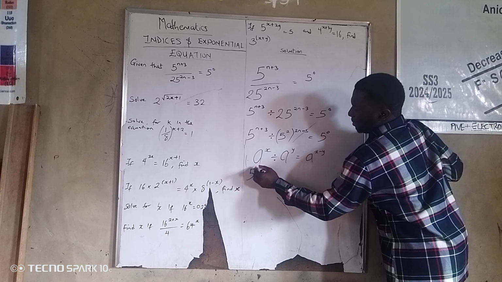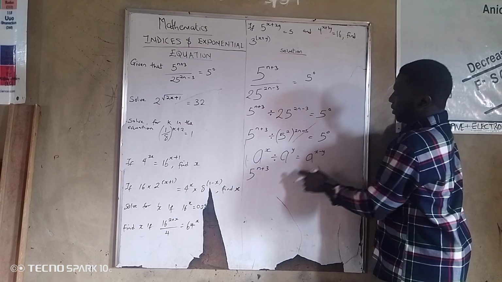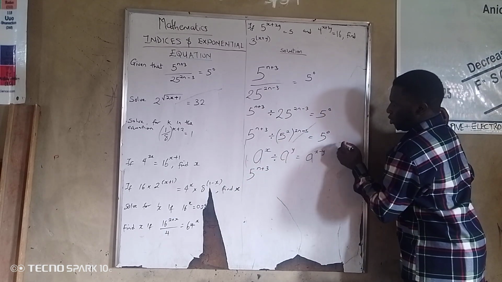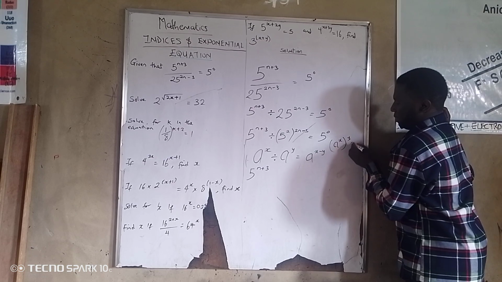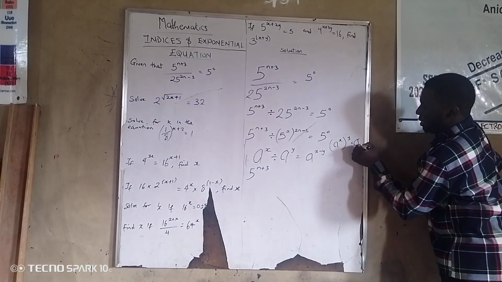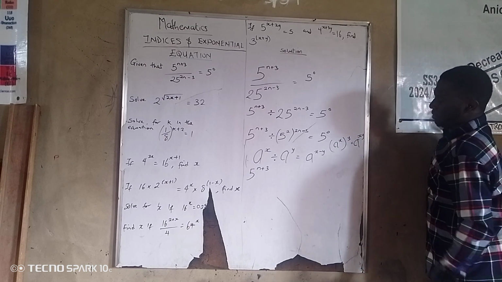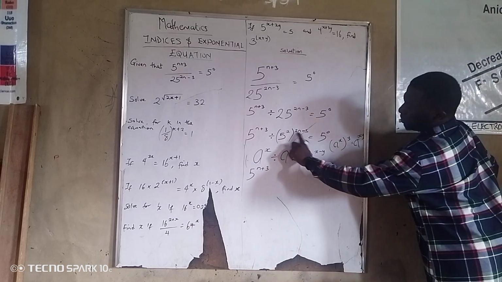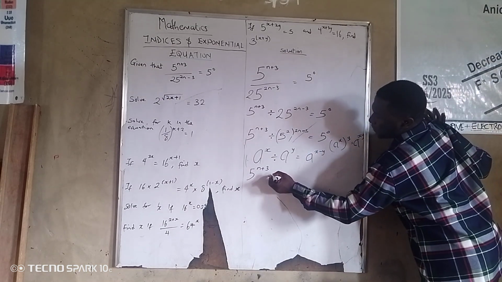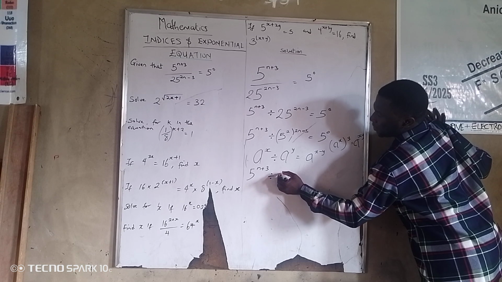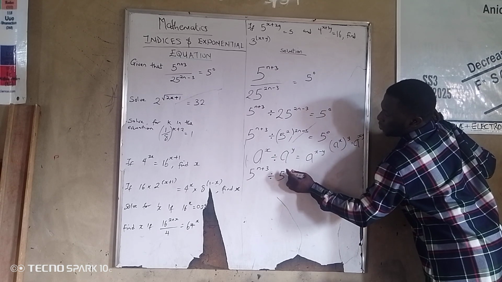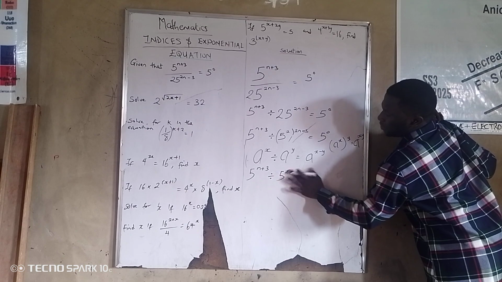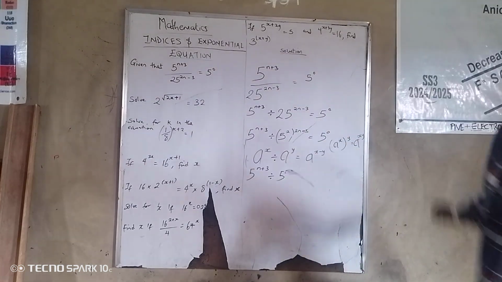So we have 5^(n+3). I want to quickly use this law here, (a^x)^y. Remember this is the same thing as what? You multiply the powers. So that's what we are going to do for this. I will multiply the powers. So 5 divided by 5, and 2 times 2n will give me 4n.